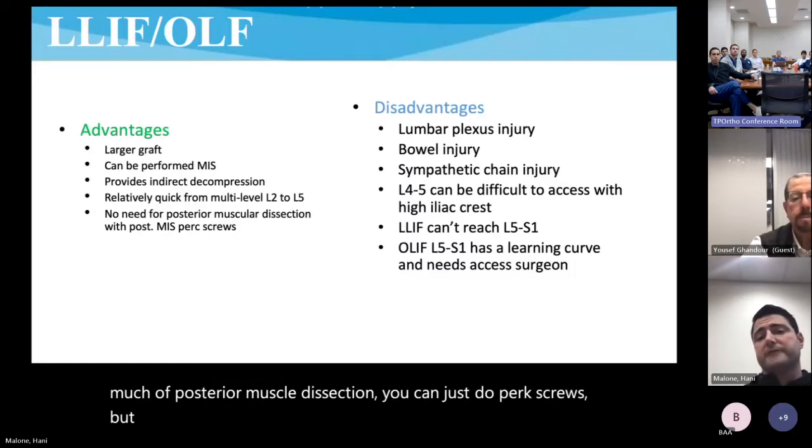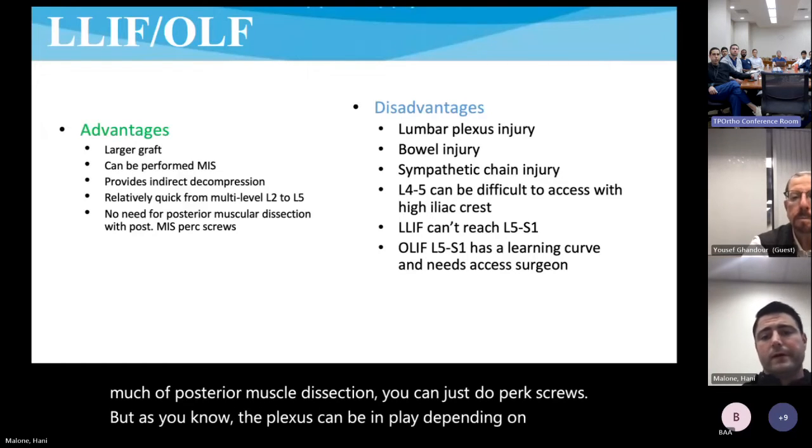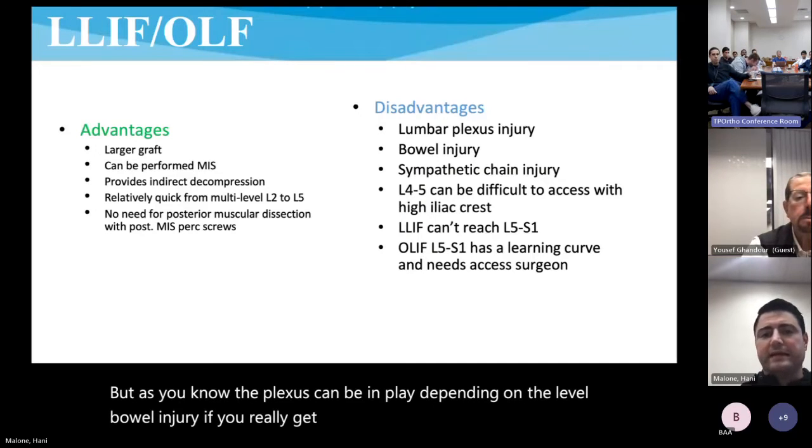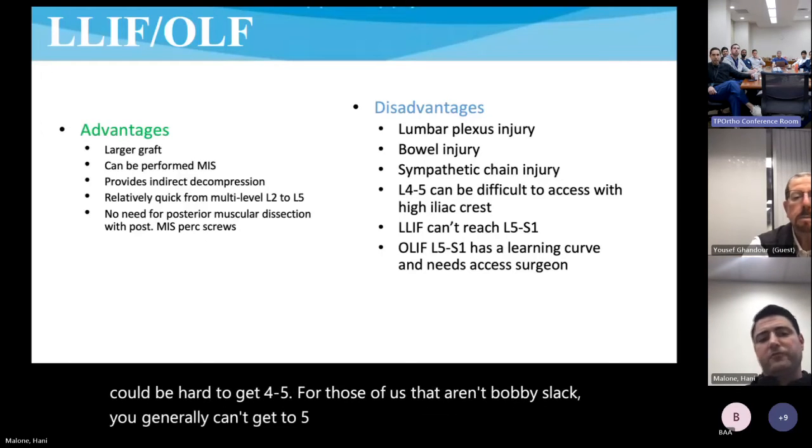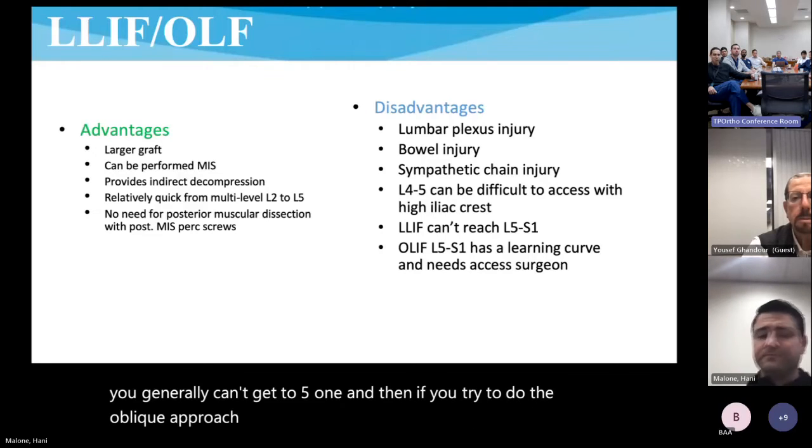But as you know, the plexus can be in play depending on the level. Bowel injury, if you really get confused, sympathetic chain. It can be hard to get L4-5 for those of us that aren't Bobby Slack. You generally can't get to L5-S1. And then if you try to do the oblique approach, there's a pretty significant learning curve.